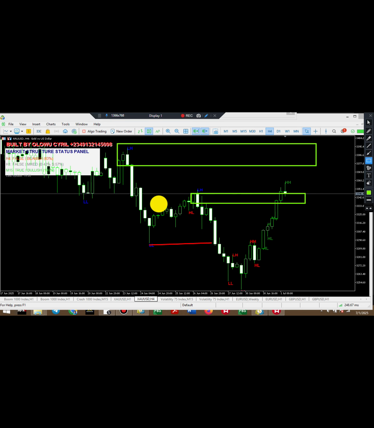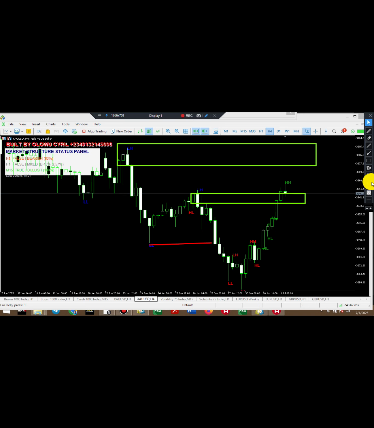But that is not why we are here. The information is the ability to mark structure on your chart from your higher time frame down to a lower time frame. Then use that information for your entry and exit. Exactly.